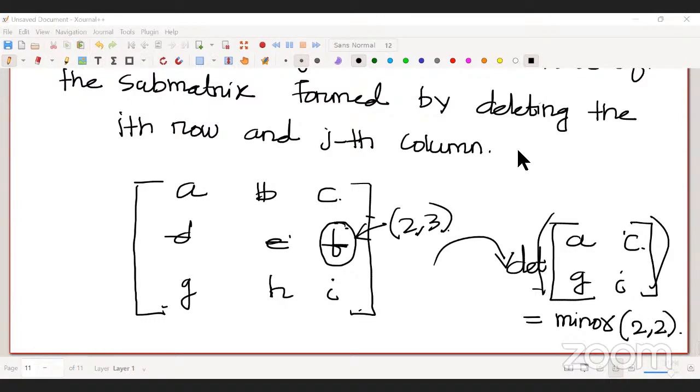Second row and third column should be deleted. So I have to omit the second row and the third column. Correct. I have to drop the second row and the third column. Okay.